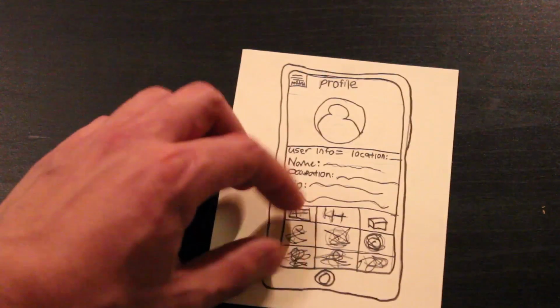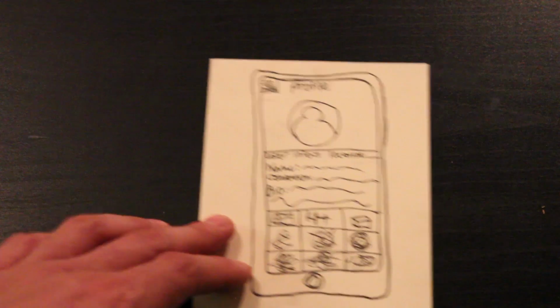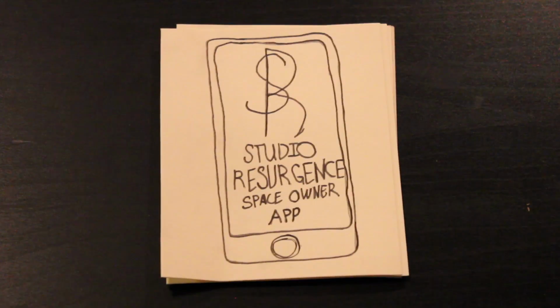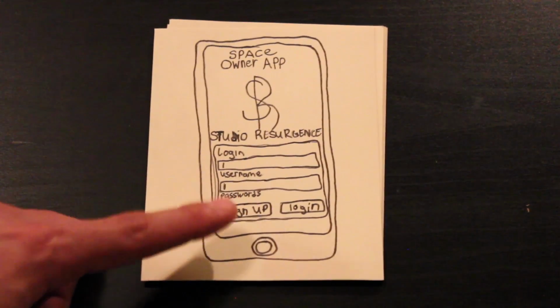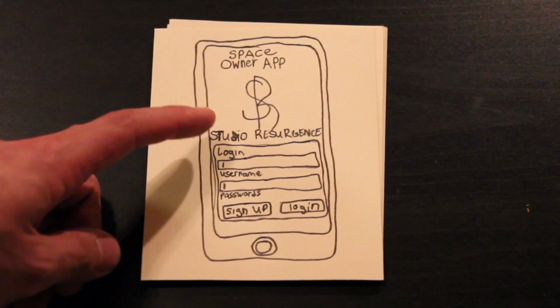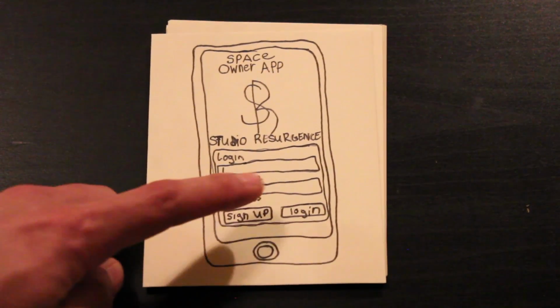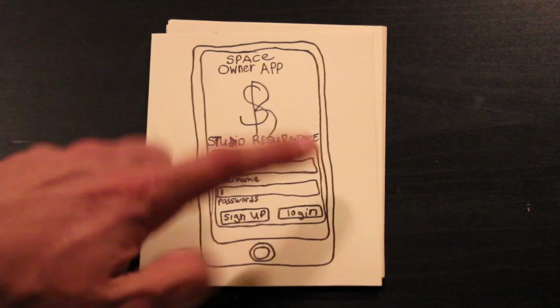And that's it. So now I'm going to talk to you guys about the Space Owner app. It's very similar to the user app except for a few key features, and I'll just go through it the same way as I went through the other one. Basically, space owners can download our app. They can go through and sign up, or returning space owners can enter their username and password and log in. So we're going to go ahead and log in.